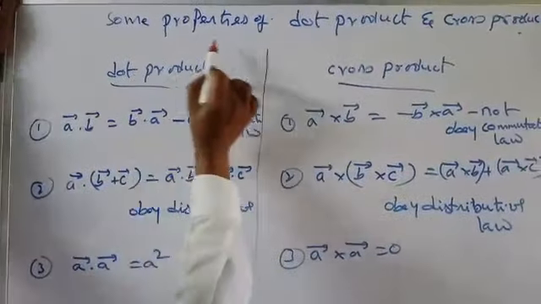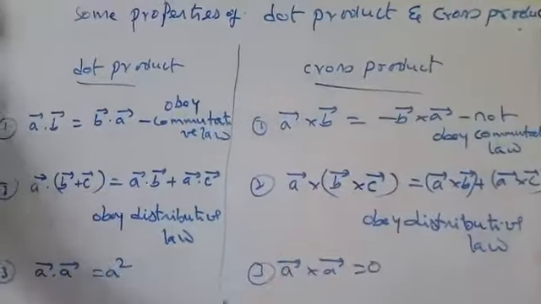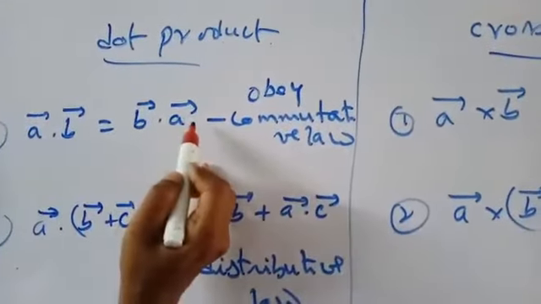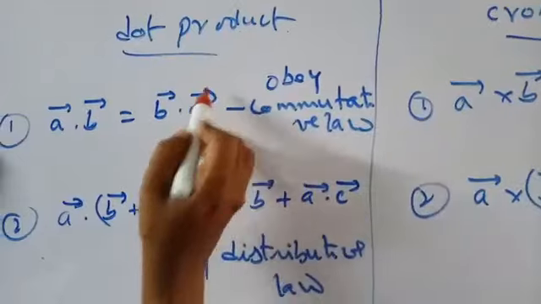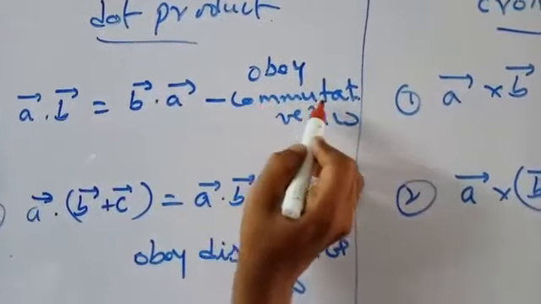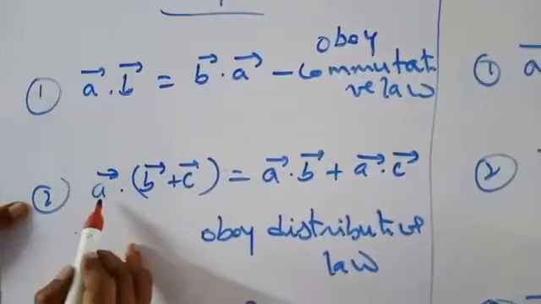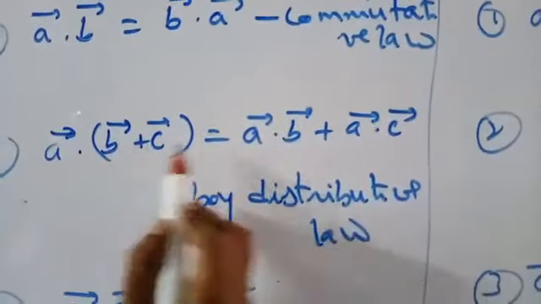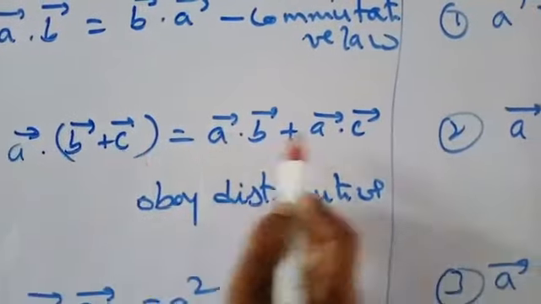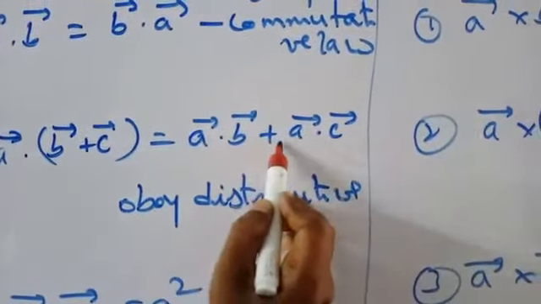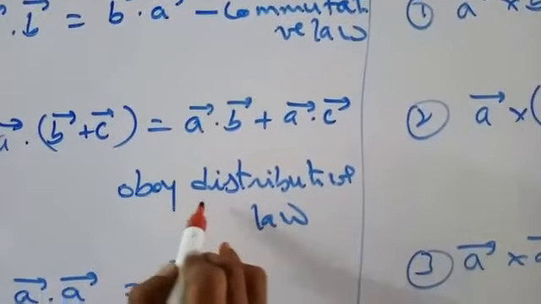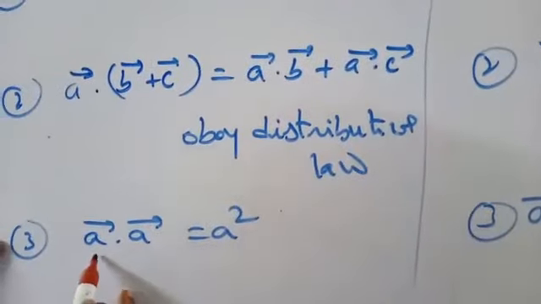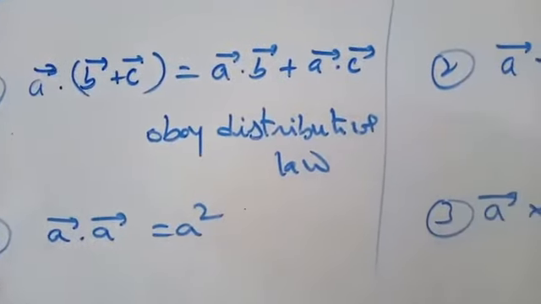Some other properties of dot product and cross product. In dot product, A bar dot B bar is equal to B bar dot A bar, so it obeys the commutative law of vectors. A bar dot (B bar plus C bar) is equal to A bar dot B bar plus A bar dot C bar, so the distributive law is also obeyed in dot product. In dot product, A bar dot A bar is equal to A square.